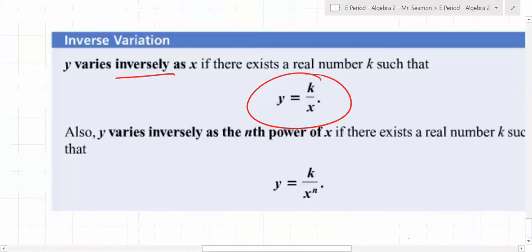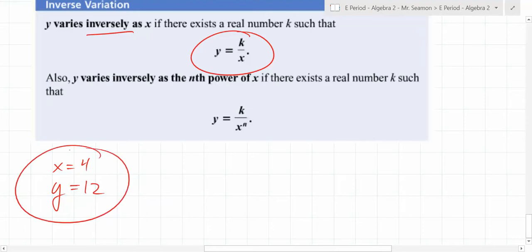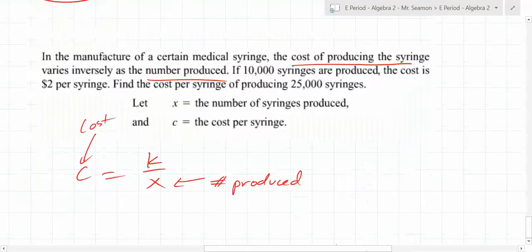Okay, so inverse variation correlates to y equals k over x. Connor, give me a value of x. 4. Nick, give me a value of y. 12. Everybody, if these vary inversely, find the k value right now. 12 equals k over 4. So how do you solve for k? k is equal to 48. So whenever you see inversely proportional, all you write is y equals k over x and solve for k. That's it. Figure out the rest of this.